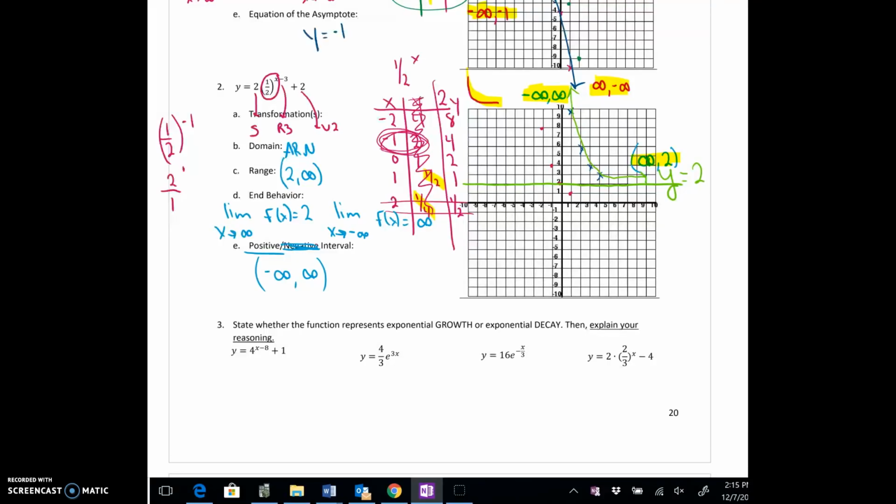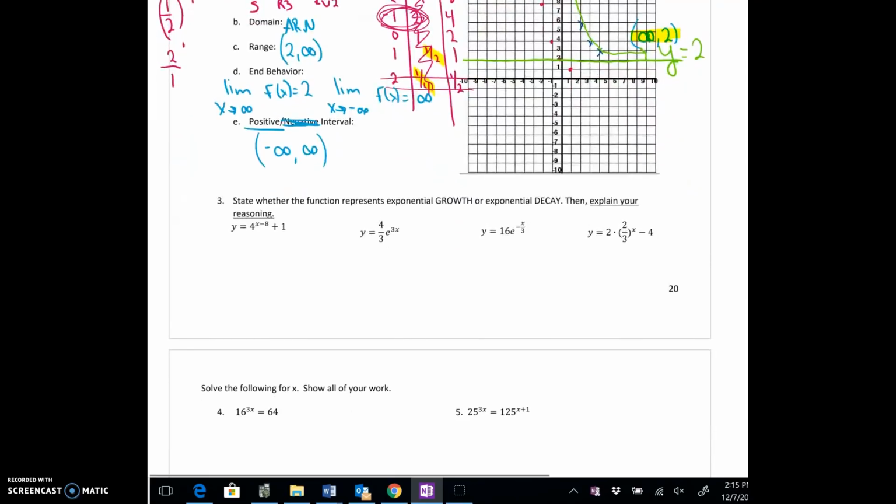All right, number 3, we are going to be asking you, do you know if it's growth or decay? So this is all based off of y equals b times g to the x. So what we want to do is find the base when the exponent is x. So in this problem, here's my base and my exponent. So since g is 4 and that's bigger than 1, I'd be multiplying by 4 over and over and over again. So this is growth. How do I know? Because my g is bigger than 1.